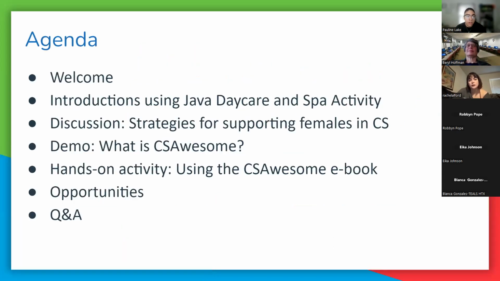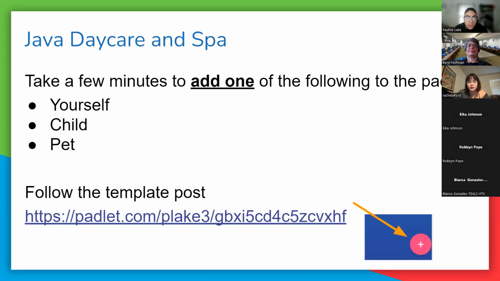So an overview of what we're going to do today: we're doing a quick welcome with introductions, and a little introductory activity. We'll have a discussion on strategies for supporting females in computer science. We'll show you a demo on CSAwesome and what that is. And then we'll do a hands-on activity where you can program in Java using some of the CSAwesome materials in our free interactive ebook. I'll also share at the end, if we have time, some opportunities for students and teachers that we have available.